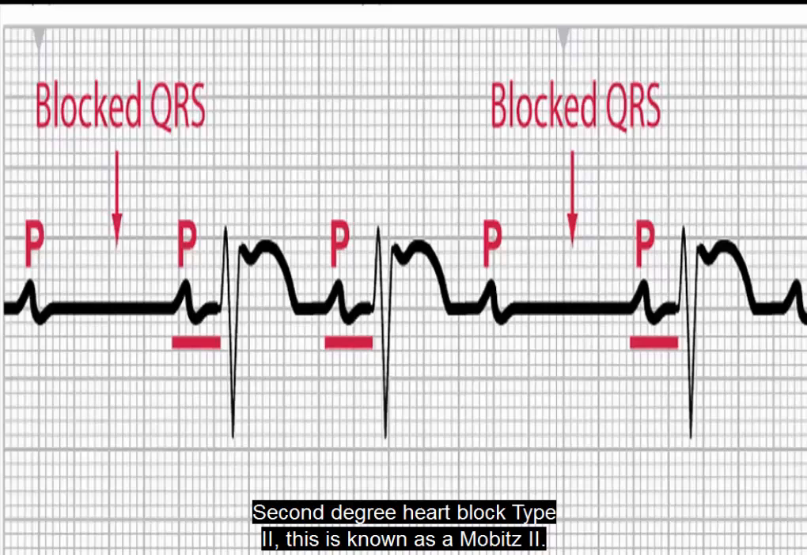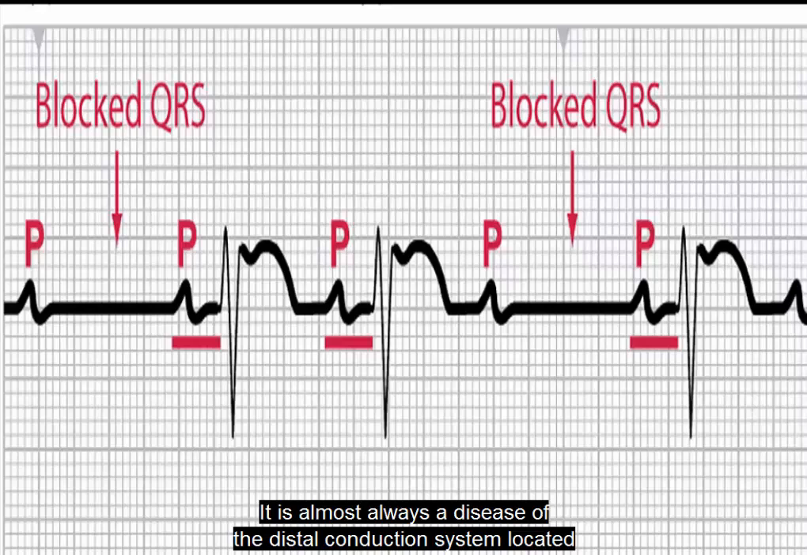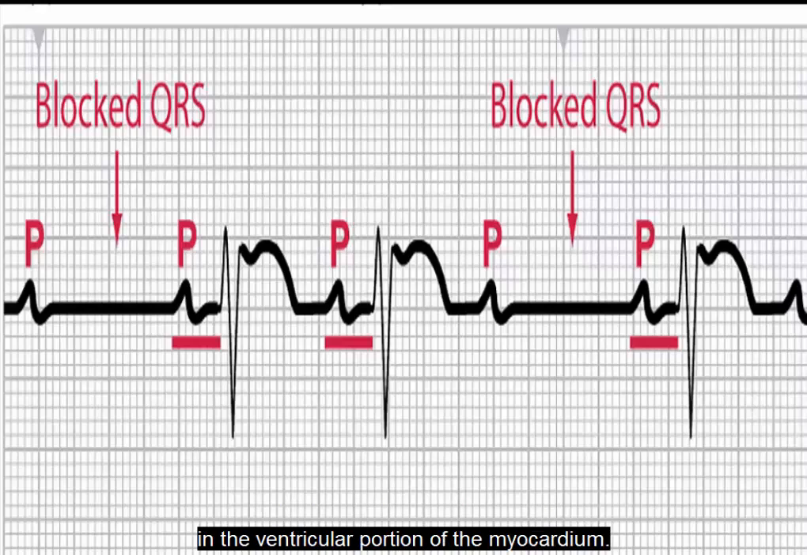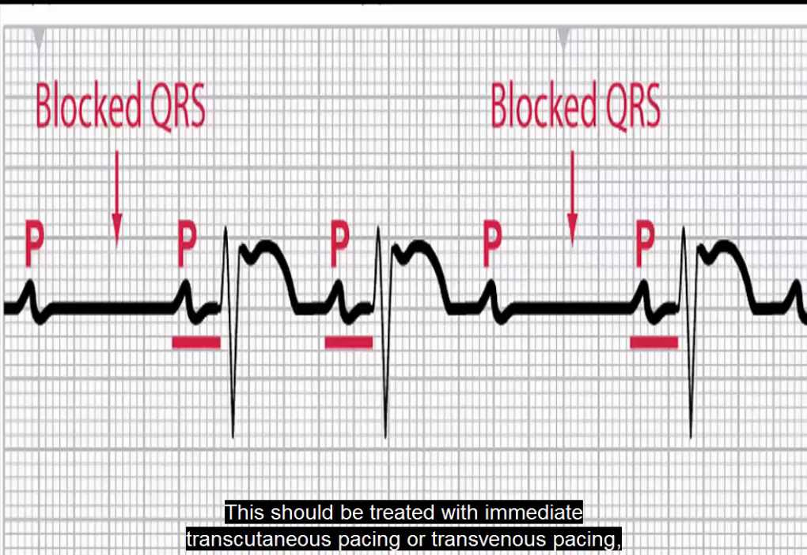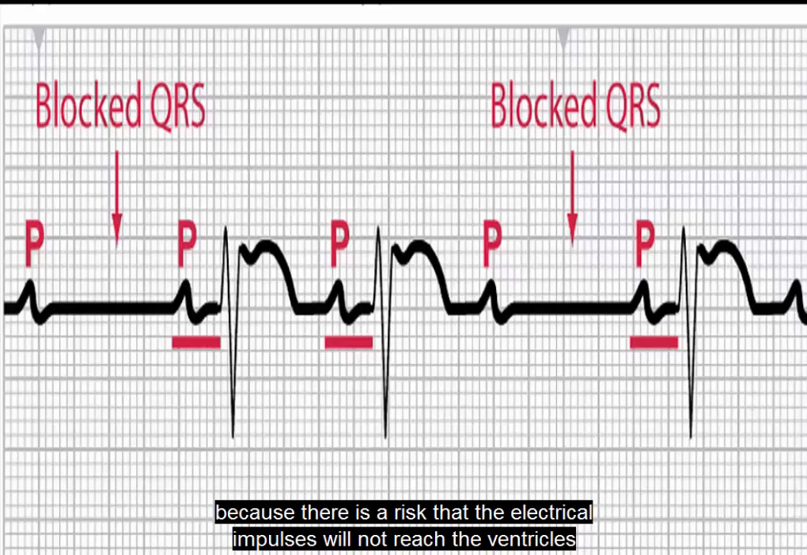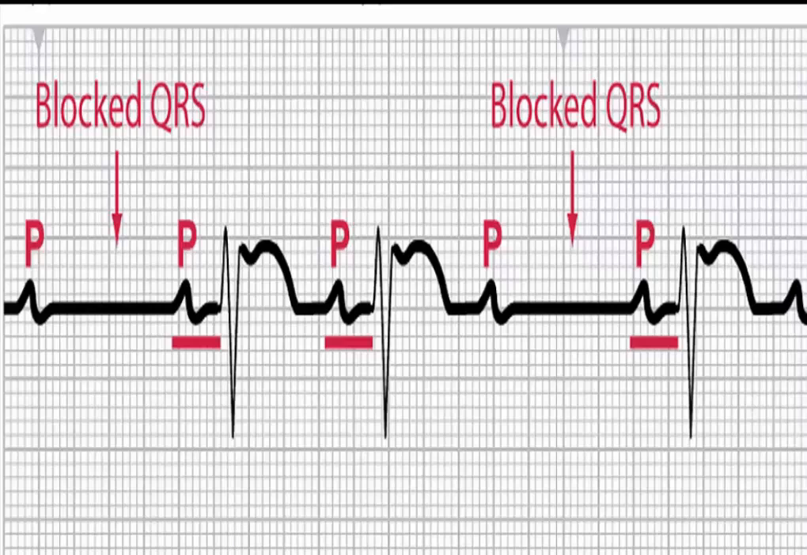Second-degree heart block type 2, this is known as a Mobitz 2. This is also a disease of the electrical conduction system of the heart. It is almost always a disease of the distal conduction system located in the ventricular portion of the myocardium. This should be treated with immediate transcutaneous pacing or transvenous pacing because there is a risk that the electrical impulses will not reach the ventricles and produce ventricular contraction.